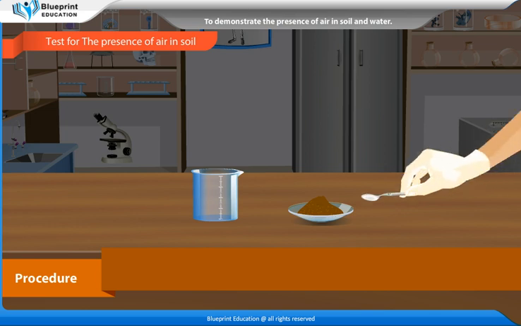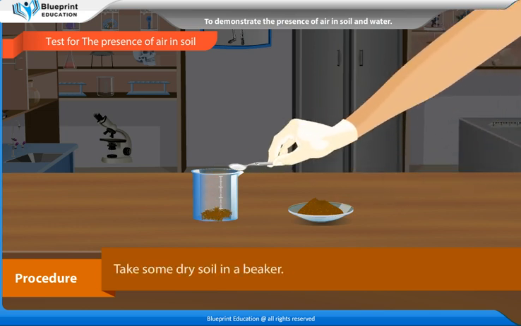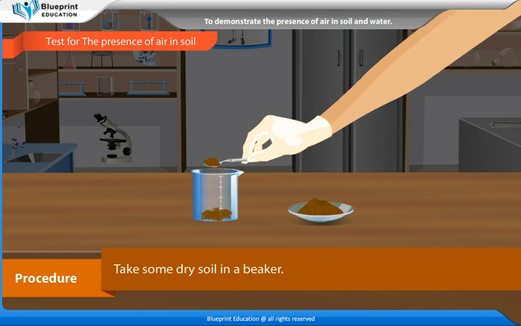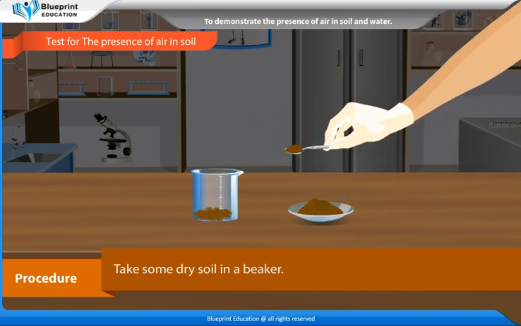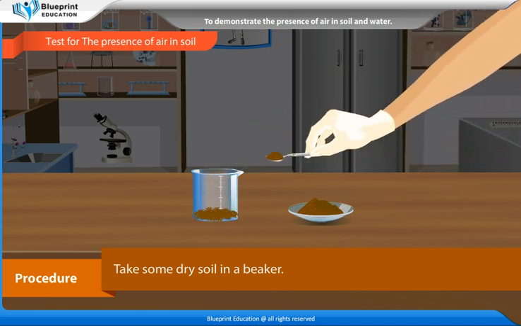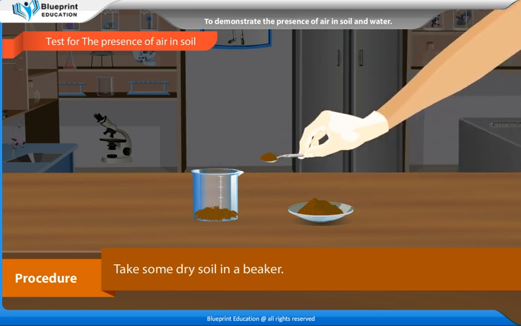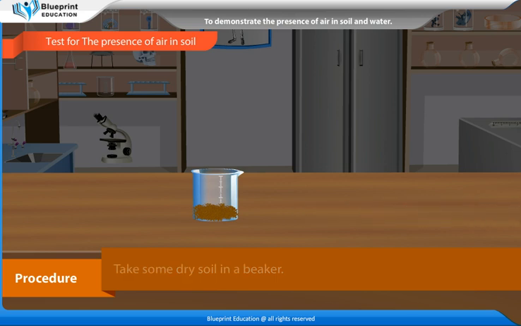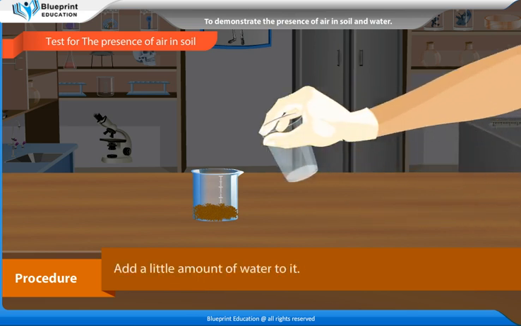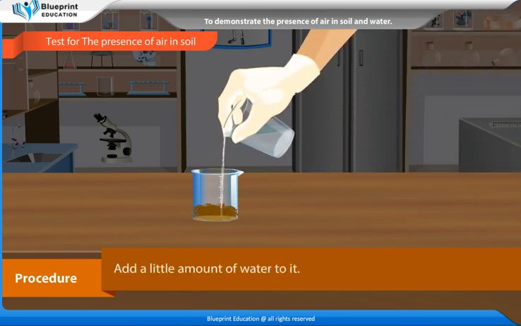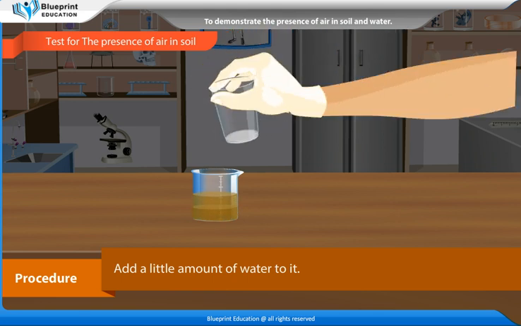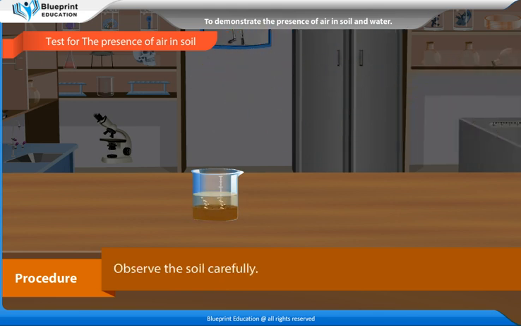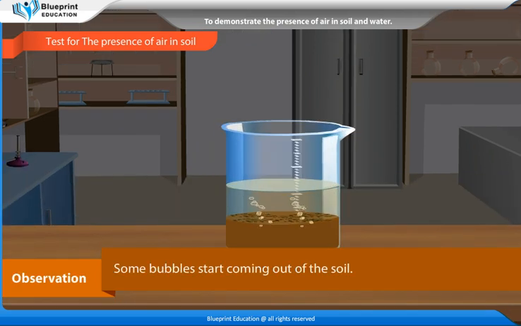Procedure: take some dry soil in a beaker. Add a little amount of water to it. Observe the soil carefully. Observation: some bubbles start coming out of the soil.